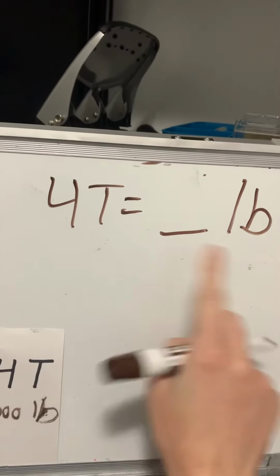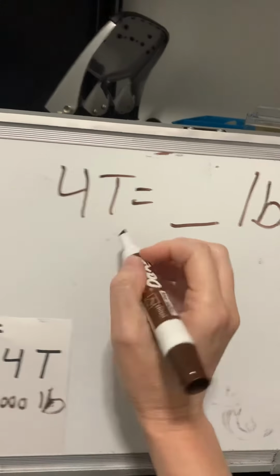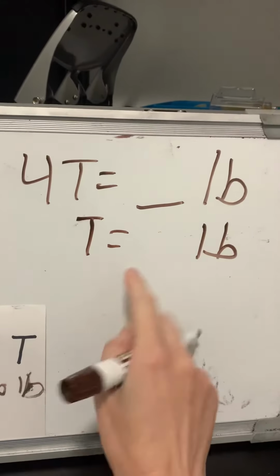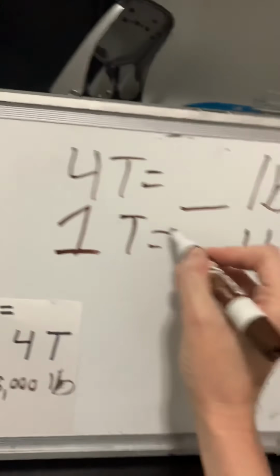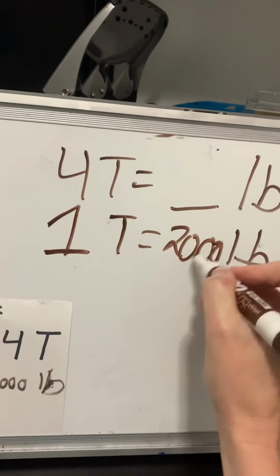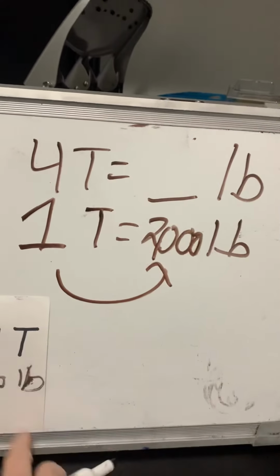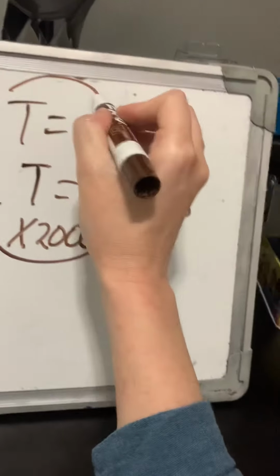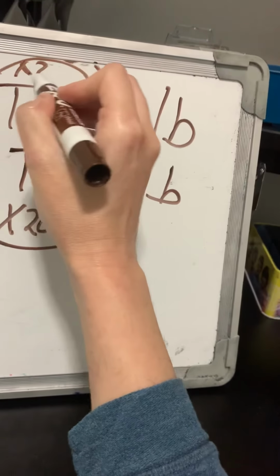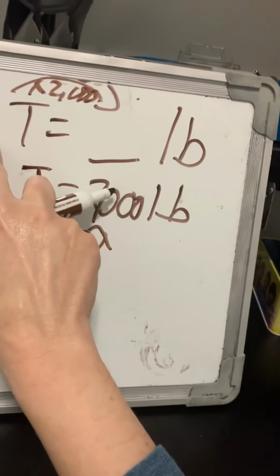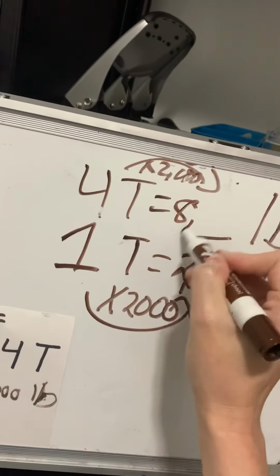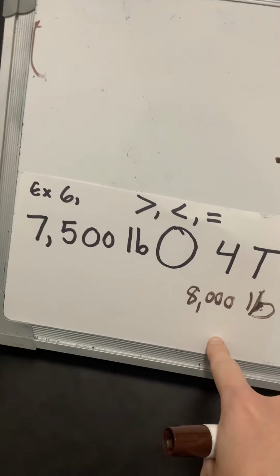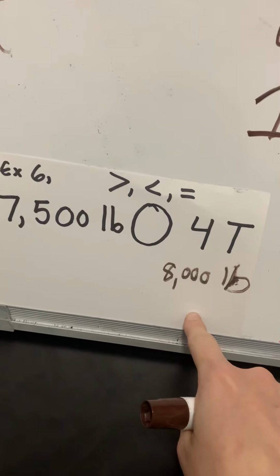I write the same units on the bottom, tons and pounds, and I look at the relationship. I know that 1 ton is equal to 2,000 pounds. How do I go from 1 to 2,000? I'm going to multiply by 2,000. So I'm going to do the same thing here, times 2,000. So 4 times 2,000 is 8,000. So now I know that 4 tons is also 8,000 pounds.